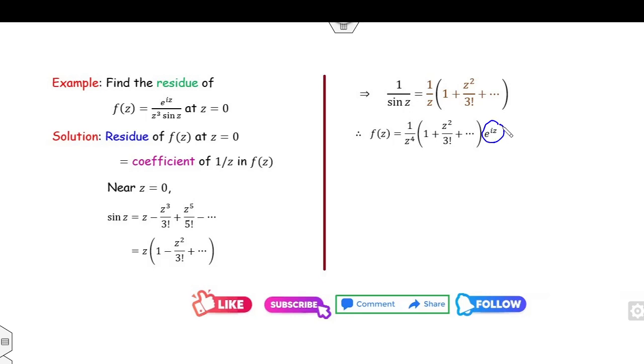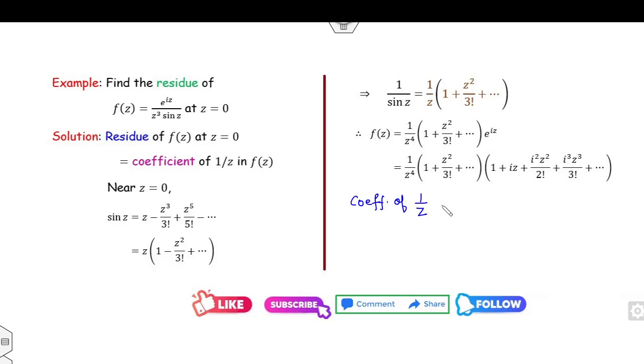Again, these are special functions, so I can expand the series e raised to power z. Fine. Now can you compare the coefficients of 1 over z? How can you compare the coefficient? It's already 1 over z raised to power 4.